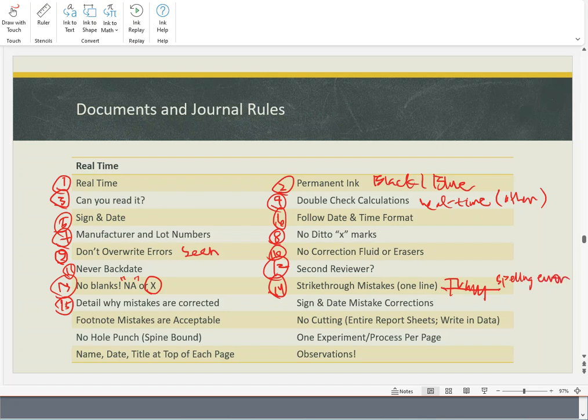Maybe that's why I decided to cross it out. I got to tell somebody why though, which means more writing, more documentation. Next up is 16. And it says, make sure you sign and date that correction.